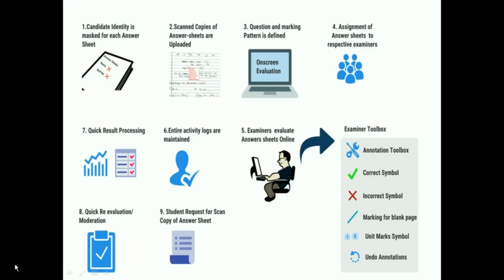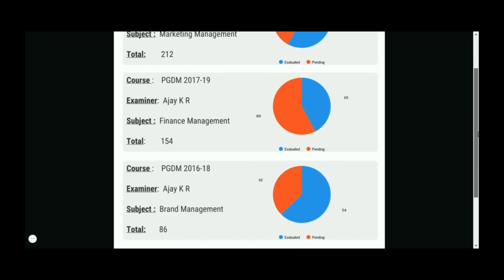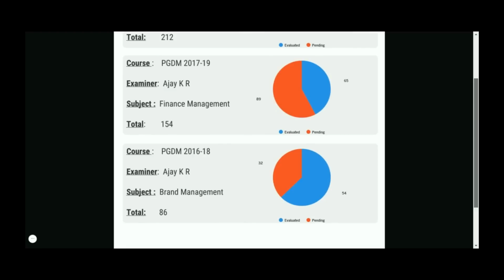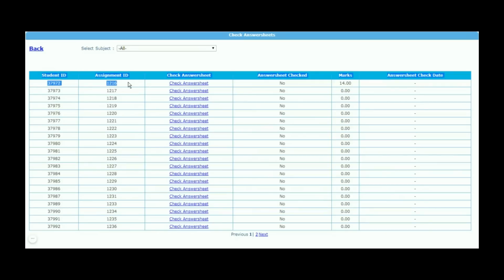Now, I would show you how to evaluate answer sheet using on-screen evaluation process. The examiner can log in to the system. After login, the examiner can see summary of answer sheets assigned to individual, completed evaluation count and pending evaluation count. It would help to track overall progress of the answer sheet checking. Student identity is masked and the evaluator is not able to identify name, roll number or any such information related to the answer sheet. The examiner can click on the Check Answer Sheet button to start evaluation process.